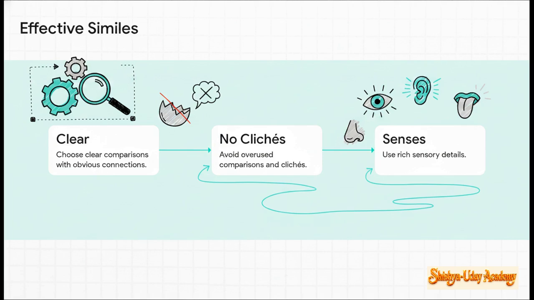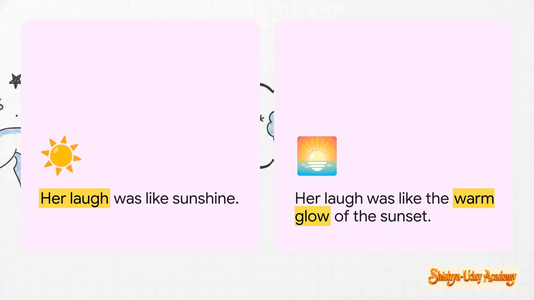If the reader has to pause and guess why you compared a car to a toaster, well, you've lost them. But connect the dots using the 5 senses and the image just jumps right off the page. Listen to the auditory contrast here. First, her laugh was like sunshine. Okay, it's fine, but it's flat.